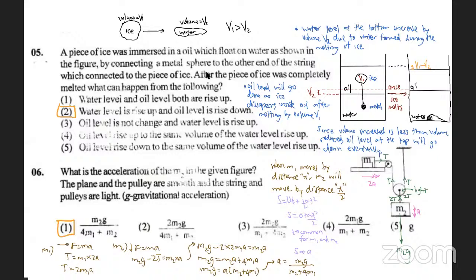So if S is proportional to A, then the object which moved with A by 2 acceleration. Somehow I have taken this as A by 2. If this is A by 2, this is A. I have taken this as A because they are asking us to find the acceleration of M2. So if you take this as A, this is A by 2. If I take this as A, this is 2A. Doesn't matter. It's just the multiple.